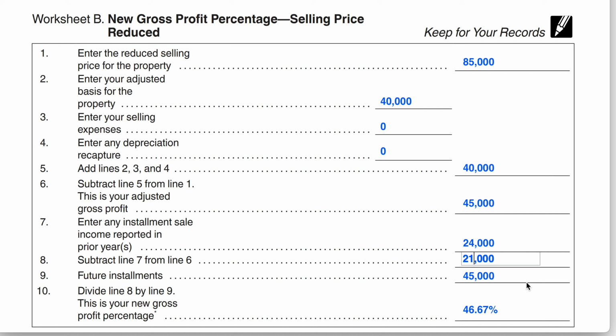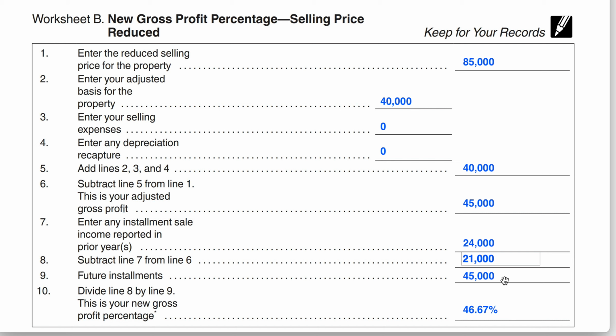So when you apply that to the annual payments of $15,000 in each of the subsequent tax years, what you're going to see is $15,000 for 3 years, and each year is going to have $7,000 of profit. So that's where the new profit percentage comes from.